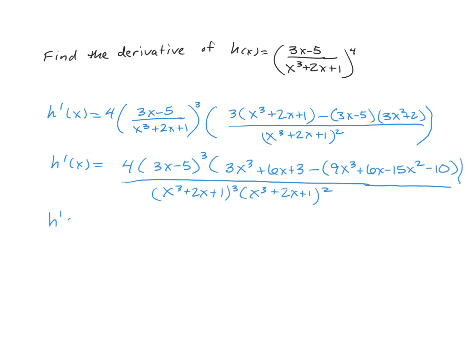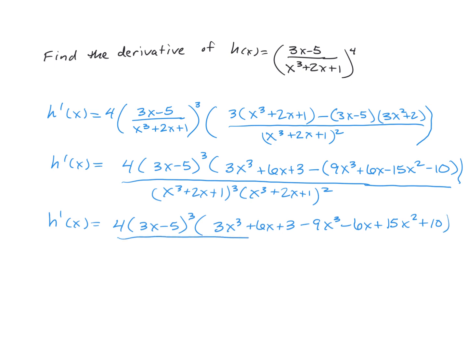All right, and we can clean this up further as 4 times (3x - 5) cubed. And then we're going to have our parentheses. We're going to have a 3x cubed plus 6x plus 3 minus a 9x cubed minus a 6x plus a 15x squared plus a 10. And then for our denominator, it's going to be our (x cubed + 2x + 1) raised to the fifth power.